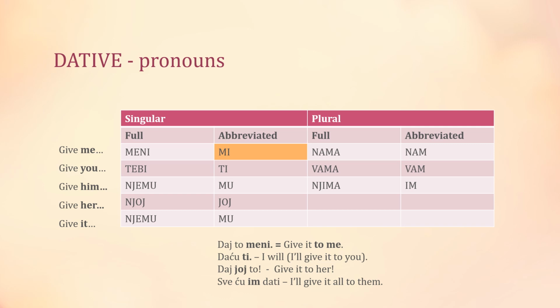To him is njemu, or short mu. To her is njoj, or joj. Daj joj to. Give it to her. To it is the same as to him, njemu, or mu. On to plural. To us is nama, or nam. To you all, vama, or vam. And to them is njima, or im. Sve ću im dati. I'll give it all to them.